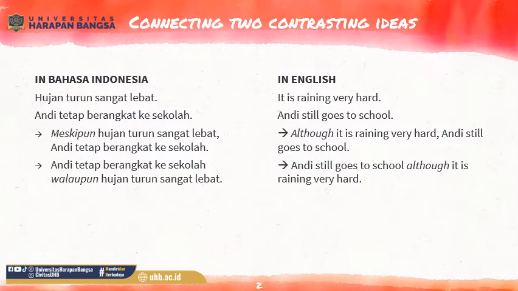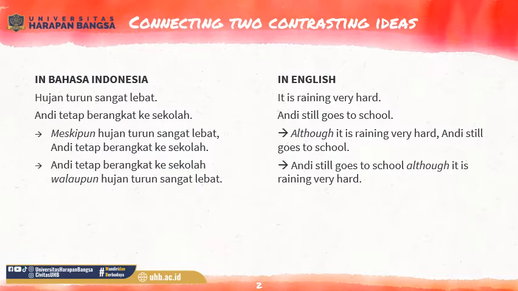So in English we can say, although it is raining very hard, Andi still goes to school. Or, Andi still goes to school although it is raining very hard. So in English we can use the word although as the connector. Jadi dalam bahasa Inggris kita bisa pakai konektor although untuk menunjukkan dua ide yang berlawanan dalam sebuah kalimat.